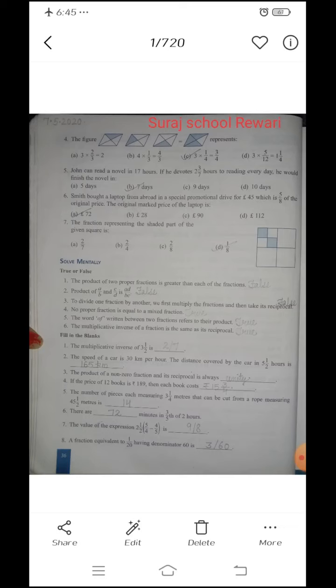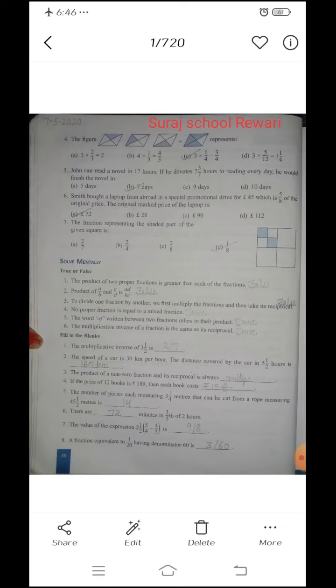The multiplicative inverse of 3 and 1 upon 2 is... firstly here we convert this mixed fraction into an improper fraction and we get 7 upon 2, and when we find the multiplicative inverse of 7 upon 2 we get 2 upon 7.